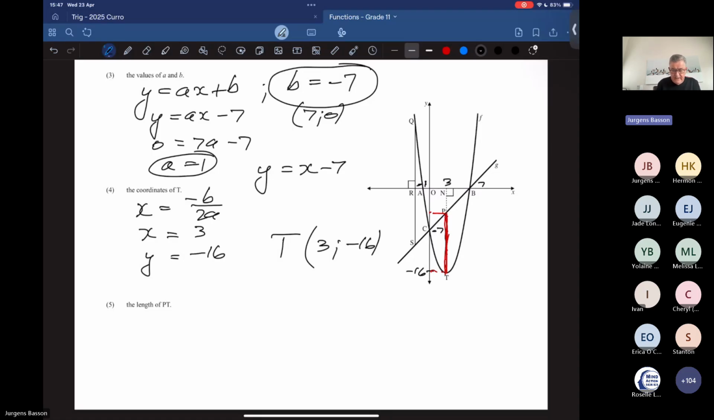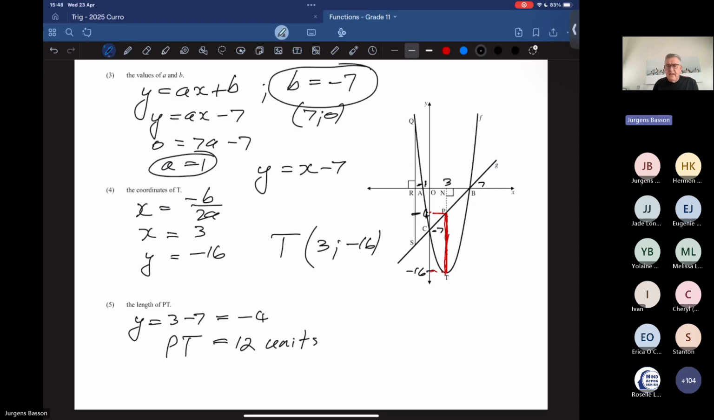So we will say y is equal to 3 minus 7, which is negative 4. So that value is at negative 4. So what is the length of PT? PT goes from negative 4 to negative 16. And I think you will agree with me that is 12 units. Remember, we can just say 16 minus 4 because the negative only shows where it is on the Cartesian plane.